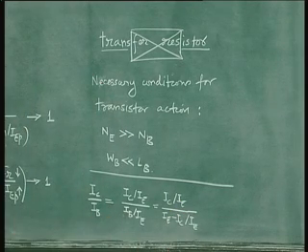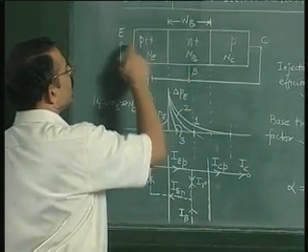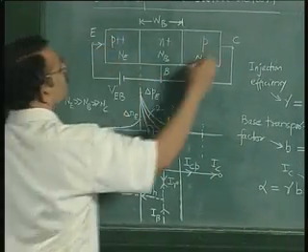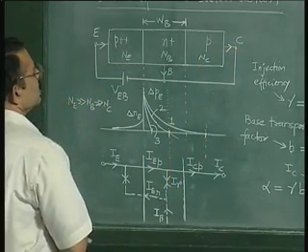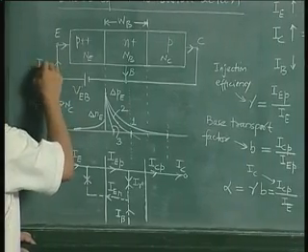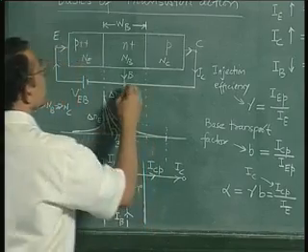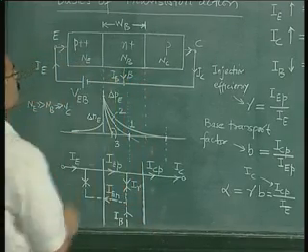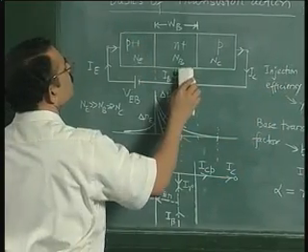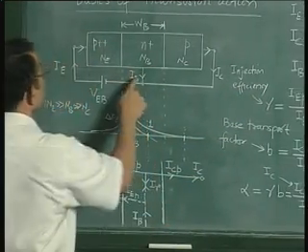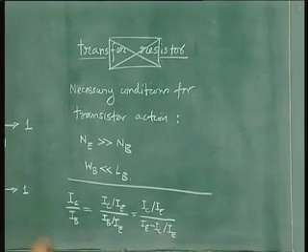IB is nothing but IE minus IC. So the directions of currents are like this: IE, IC and IB. Let us remove this to avoid cluttering. This IB is the difference of IE and IC. So that is what is written here.